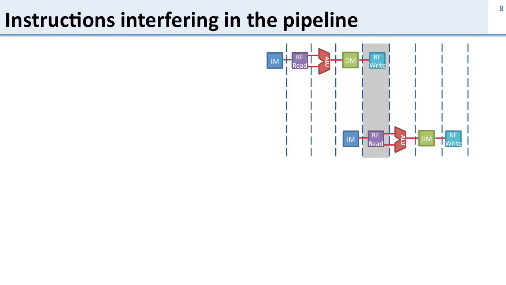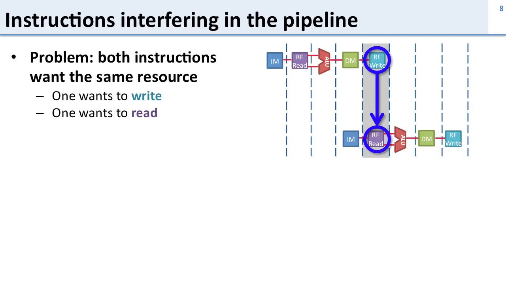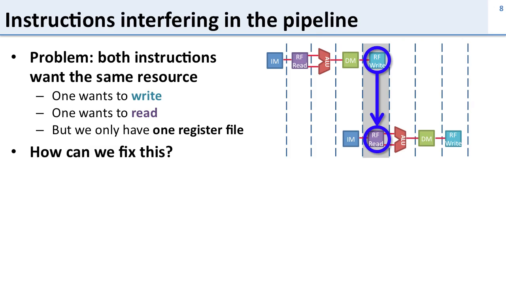So let's take a look at this in more detail. The problem we have is that both instructions want the same resource. One of them wants to write it, and the other one wants to read it. And the problem is we only have 1 register file. 2 instructions that want to use it, 1 register file. So how can we fix this?